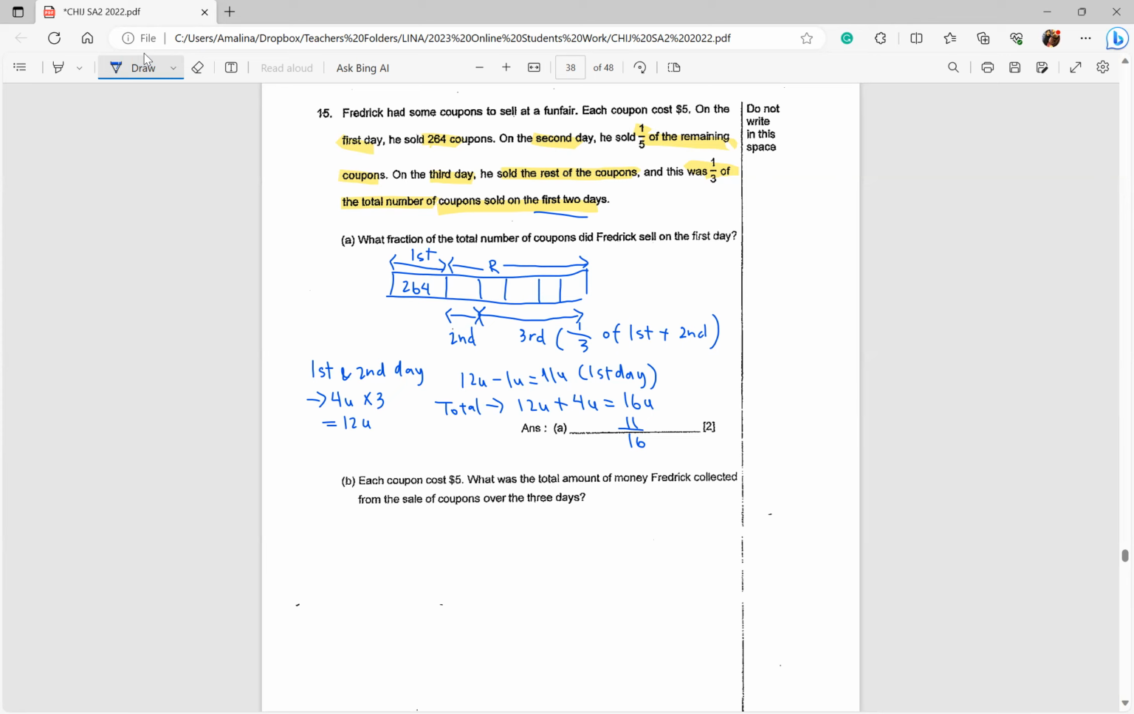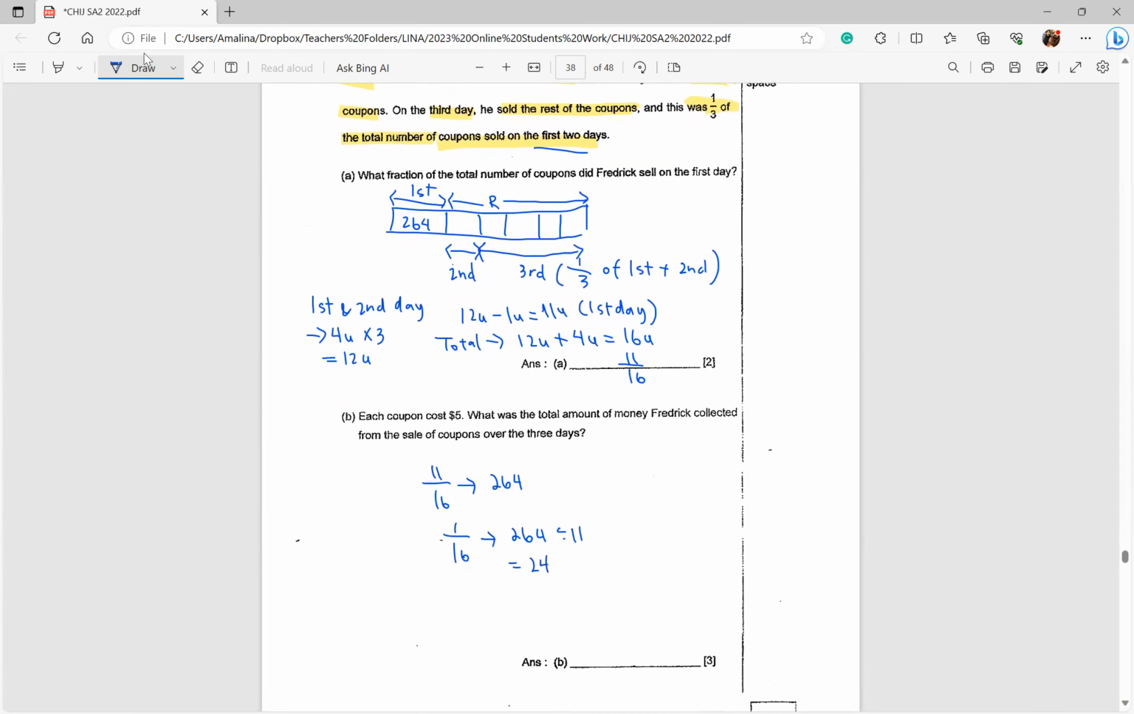Okay, so each coupon costs $5. What was the total amount of money Frederick collected from the sale of coupons over the 3 days? So let's find the quantity of the coupons first. So if my 11 over 16 is my 264 coupons, okay, 264, I can find for 1 over 16. So 264 divided by your 11, I will get my 24 coupons.